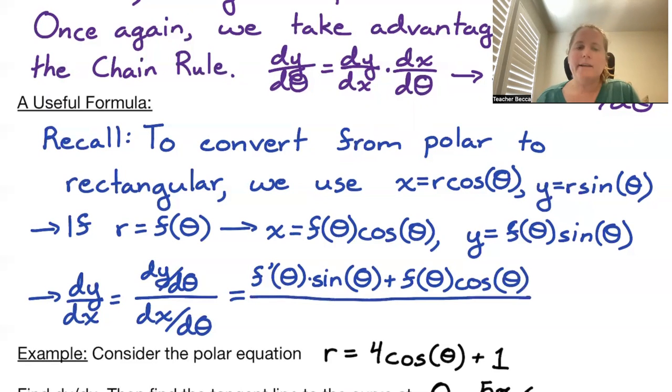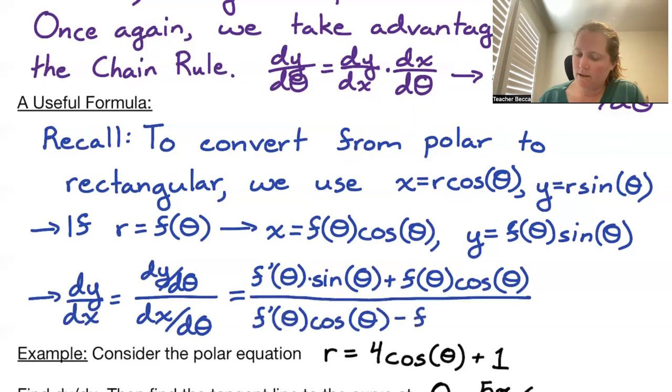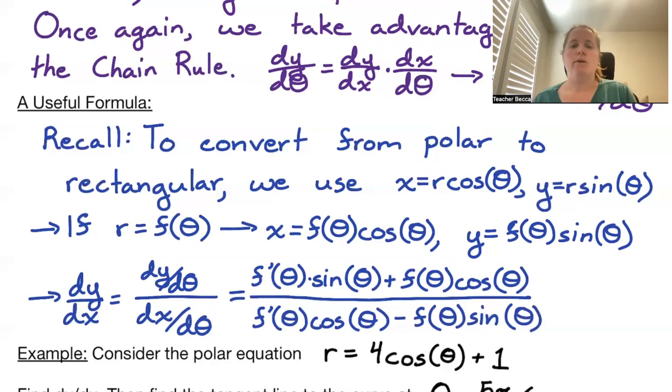Similarly, for dx d theta, if we apply the product rule to x equals f of theta cosine theta, we have f prime of theta times cosine theta. And then for the second component of the product rule, the derivative of cosine is negative sine. So we have minus f of theta times sine of theta. So again, if r is equal to f of theta, then we have this formula for dy dx, which just stems from using that conversion from polar to rectangular coordinates.